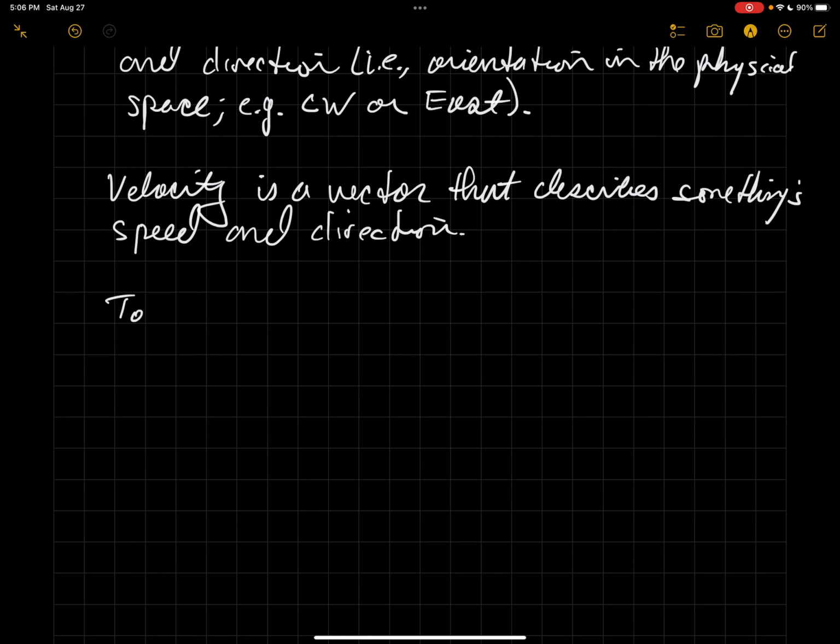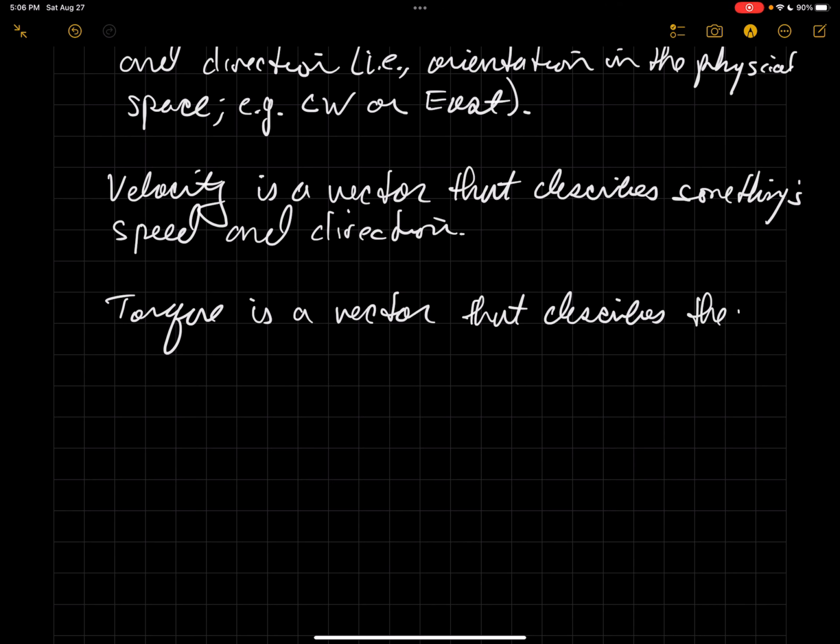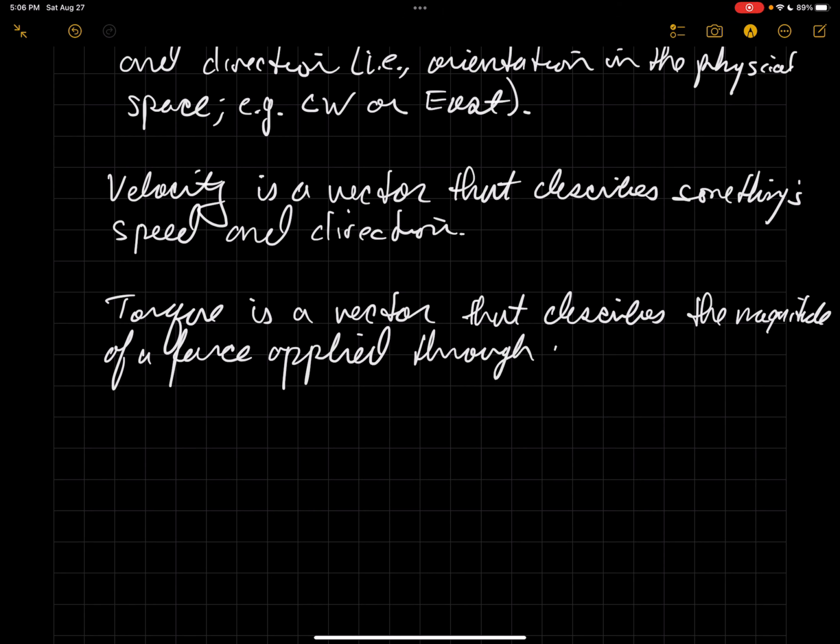Likewise, we talked about torque, so we can just go ahead and close our discussion about torque for the present moment, where basically torque also is a vector that describes the magnitude of a force applied through a moment, or what we call a moment arm, and the direction through which that force is applied.